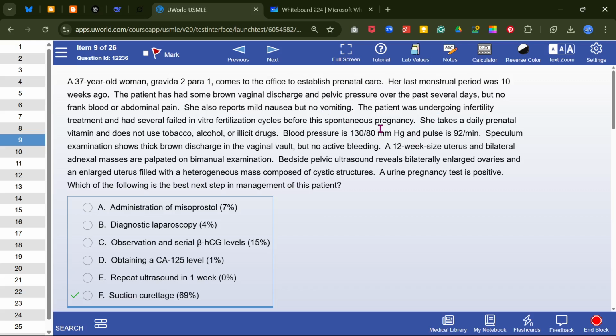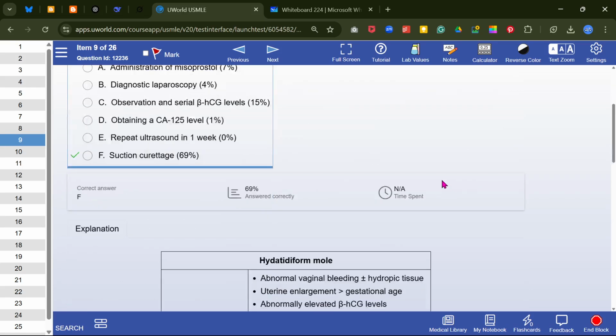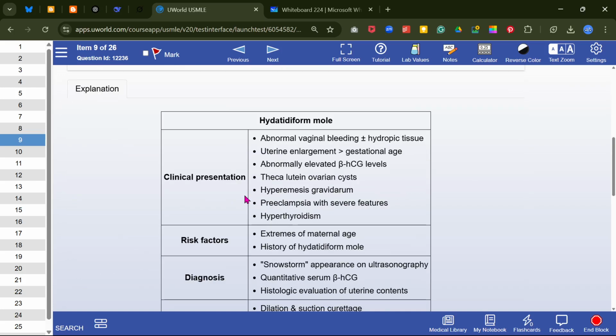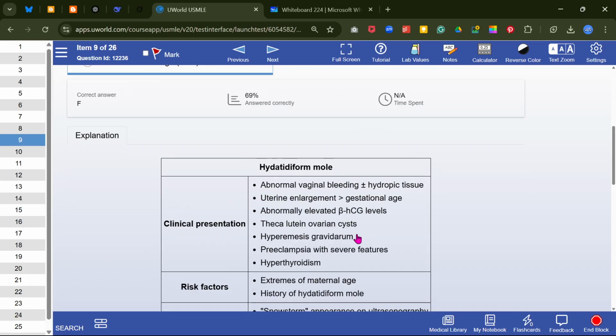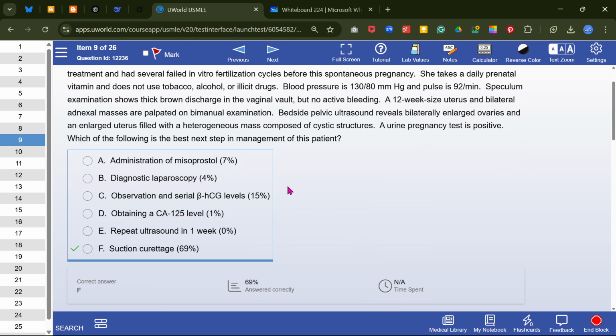Okay, look here. The patient was undergoing infertility management, very high yield. A bedside pelvic ultrasound shows an enlarged ovary and an enlarged uterus filled with a heterogeneous mass composed of cystic structures, and urine beta-hCG is positive. So do suction curettage for Hydatidiform mole. The treatment of Hydatidiform mole is suction curettage.